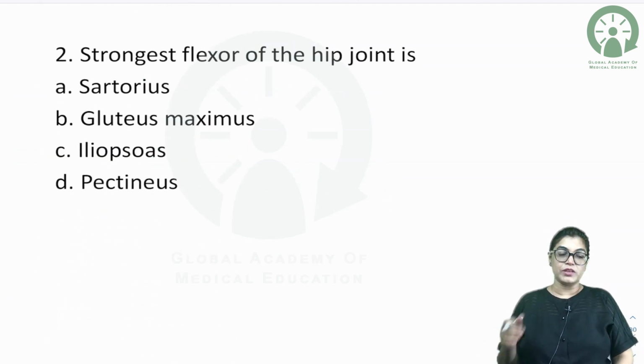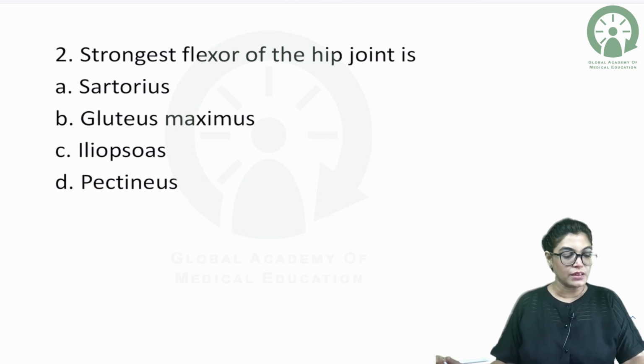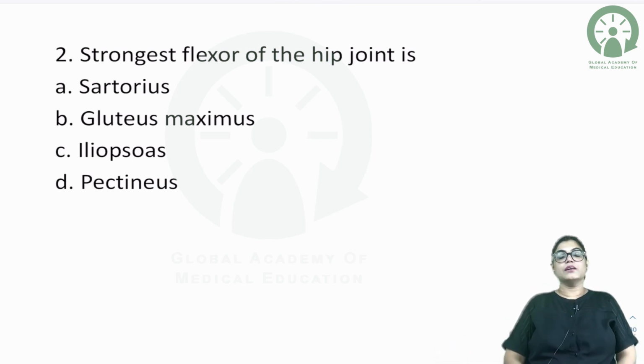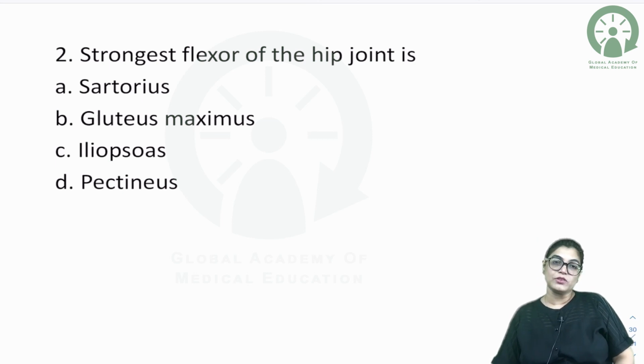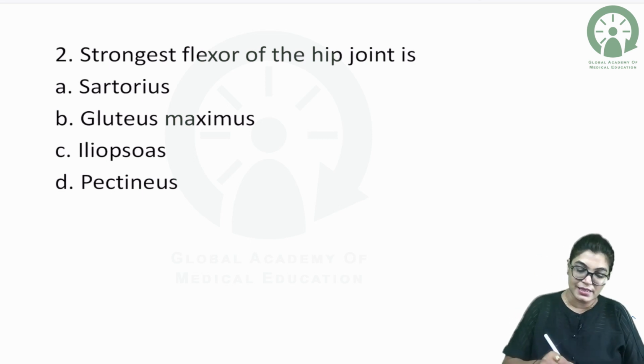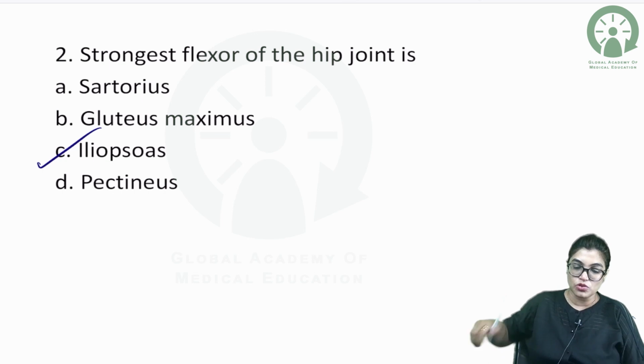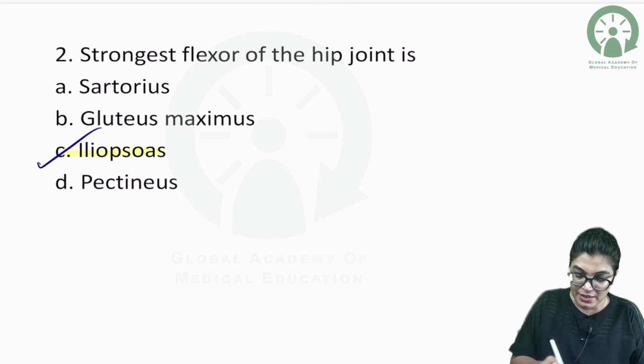Strongest flexor of the hip joint. This is very important. Actually, we know sartorius is also causing flexion, and the other muscles located in the anterior aspect of the thigh also cause flexion of the hip joint. But if I am talking about the strongest flexor of the hip joint, the answer is iliacus and psoas major muscle.